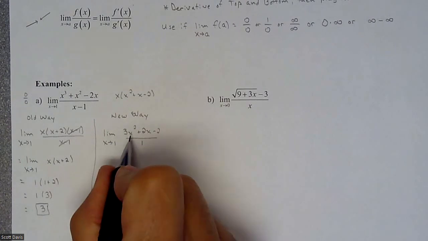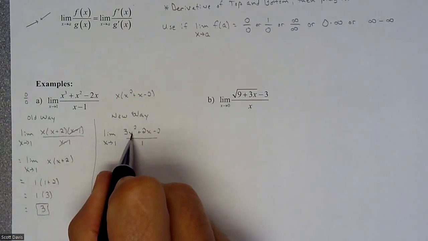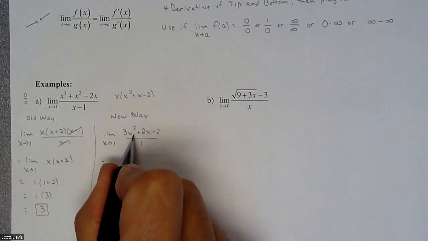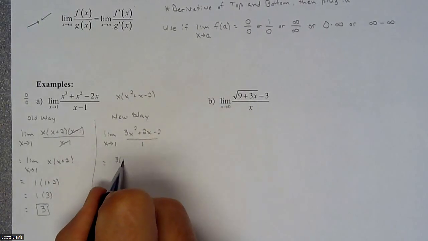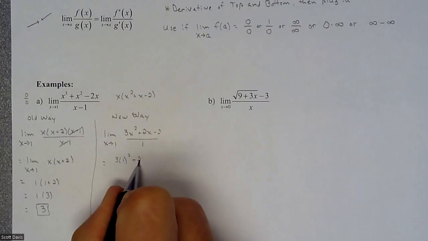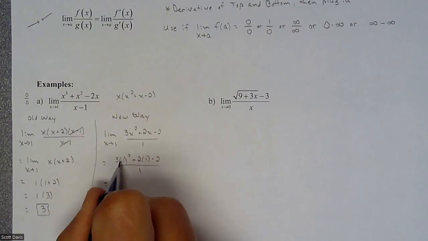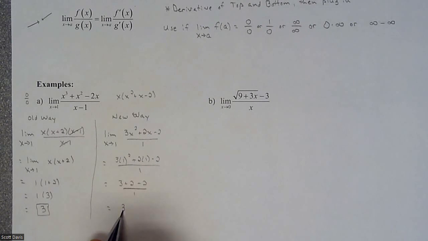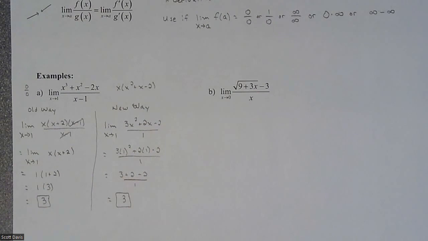So do it the first time, test it. Let's plug in our 1. If we plug in our 1, we have 3 on the top, and I know that I'm not going to get a 0 on the bottom. So I know I'm good. I'm just going to go ahead and figure out the value. So plus 2 times 1 minus 2, divided by 1. So we're looking at a 3 plus a 2 minus a 2 over 1, which is still going to get us a 3.